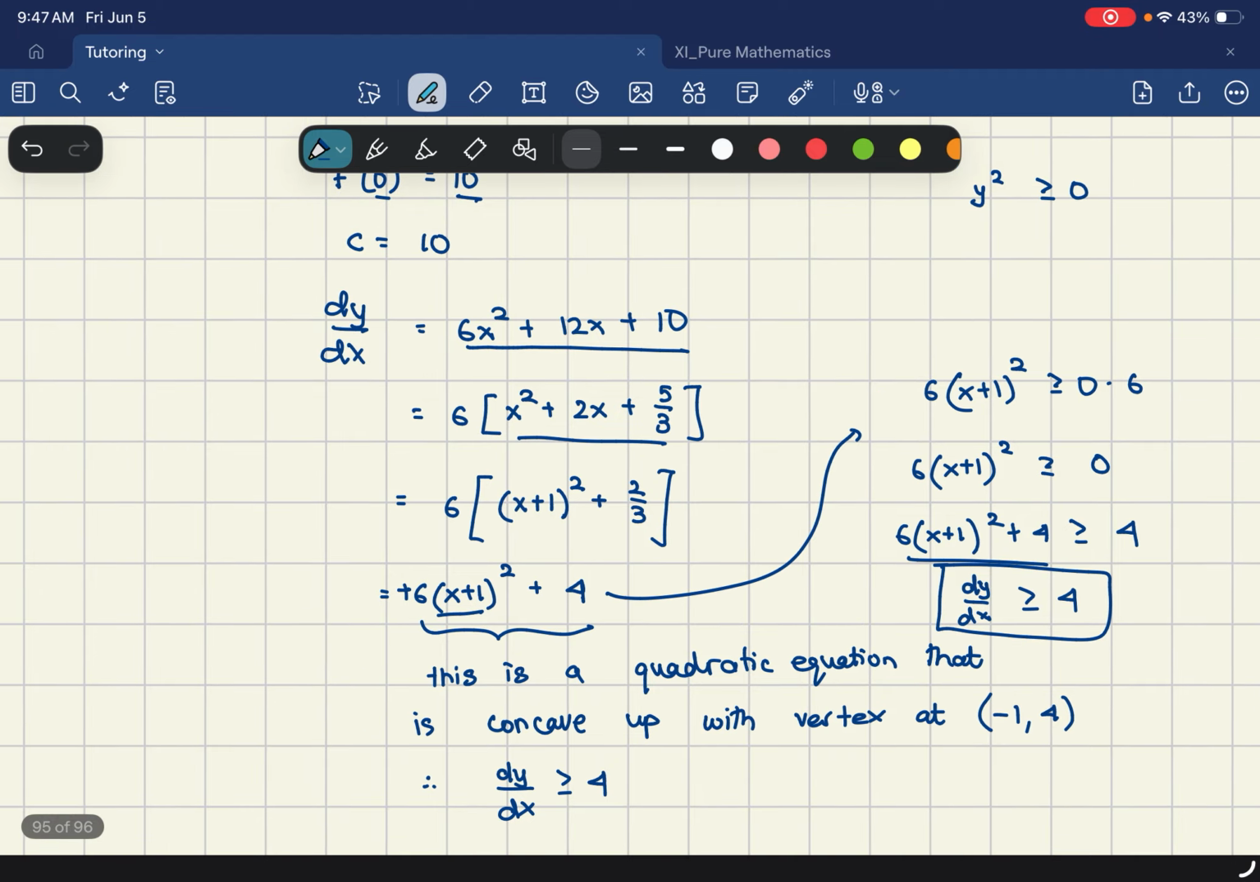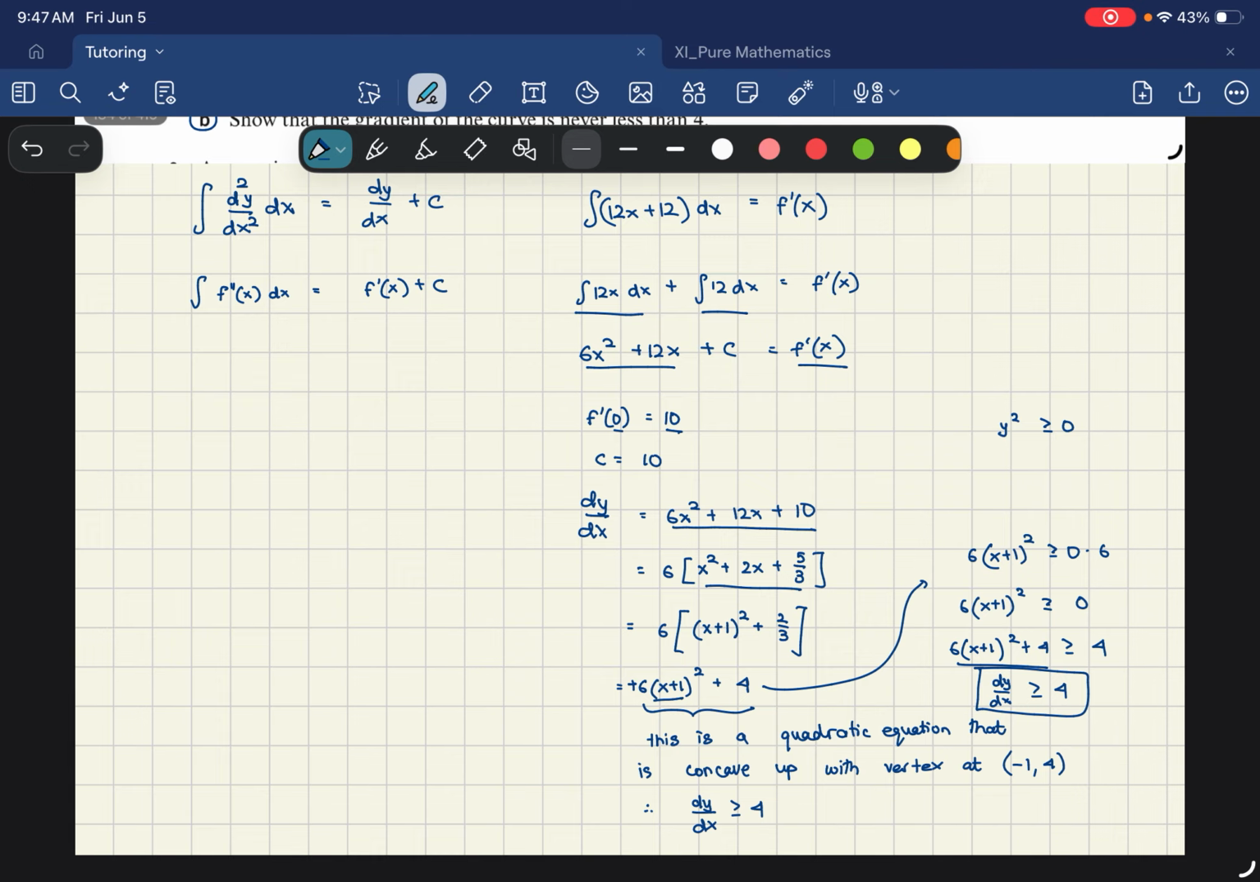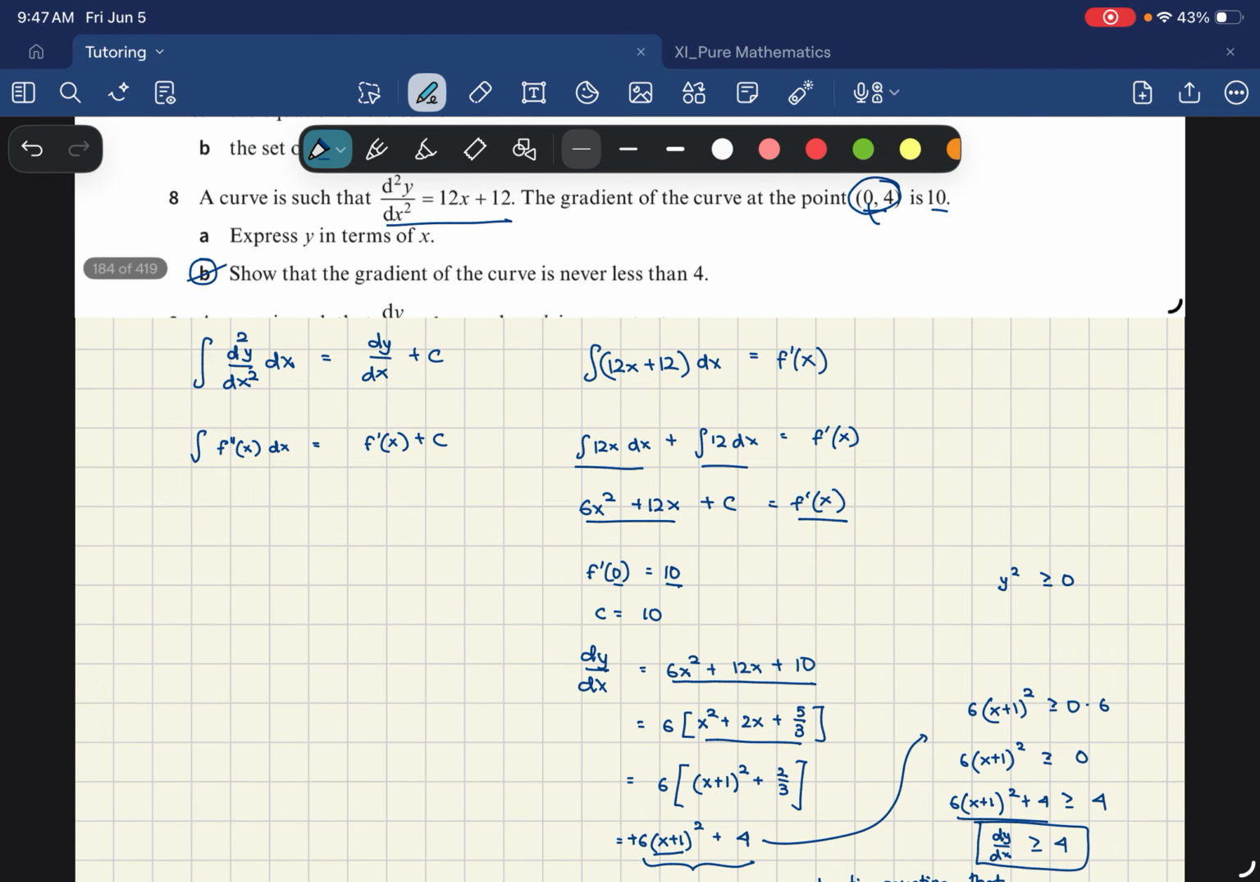So you can reason that this is a quadratic equation that is concave up with vertex at -1, 4. So that means that the minimum point of dy by dx is when y is equal to 4. Or you can reason through an inequality, whichever you feel is easier to understand, or you can calculate the minimum point of this concave up parabola and show that it is 4, so your parabola always has to be bigger than or equal to 4. Whichever method you prefer, it's never less than 4. That means it's bigger than or equal to 4. So we are done with part B.